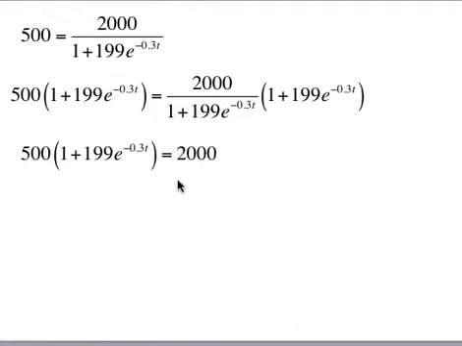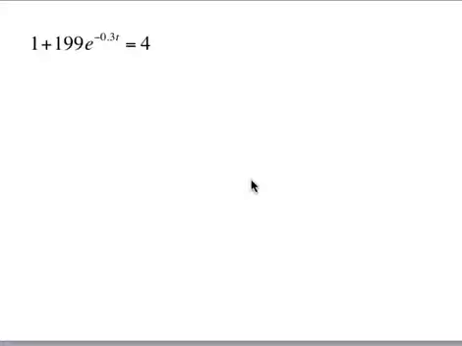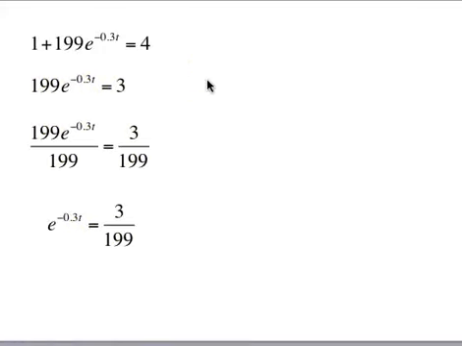It would be simpler to just divide both sides by 500. So if I divide the left side by 500 and the right side by 500, I would just have 4 on the right side. And that's going to be easier for us to work with. And our goal again here is to solve for t. So let's see how we're going to do that. We're going to wind up subtracting 1 from both sides. So 4 minus 1 is 3. And we get 199 e to the negative 0.3t equals 3. Our goal is to solve for t to find the number of years. Divide both sides by 199. So we get e to the negative 0.3t is 3 over 199.